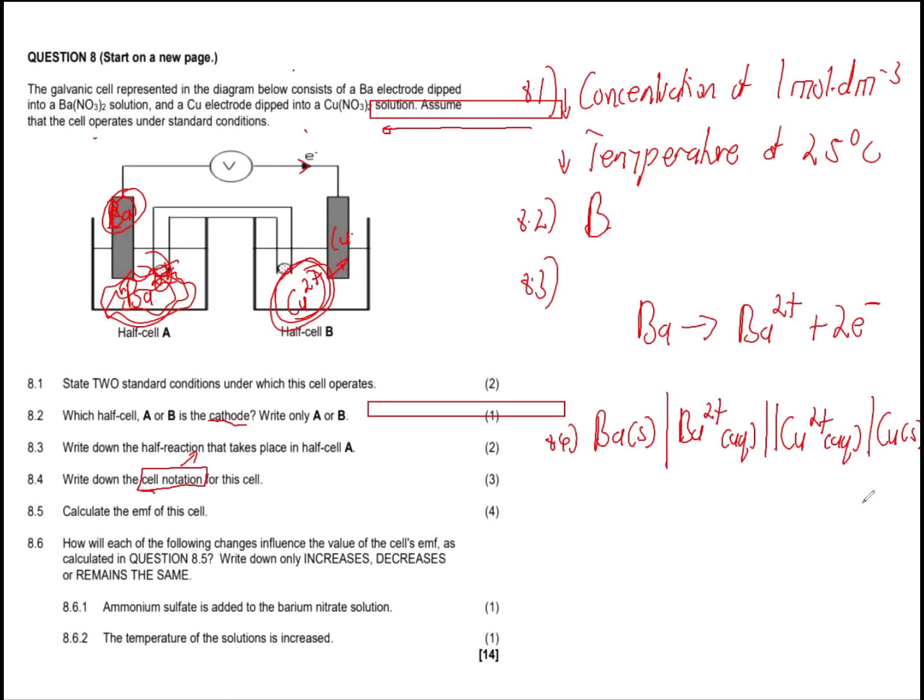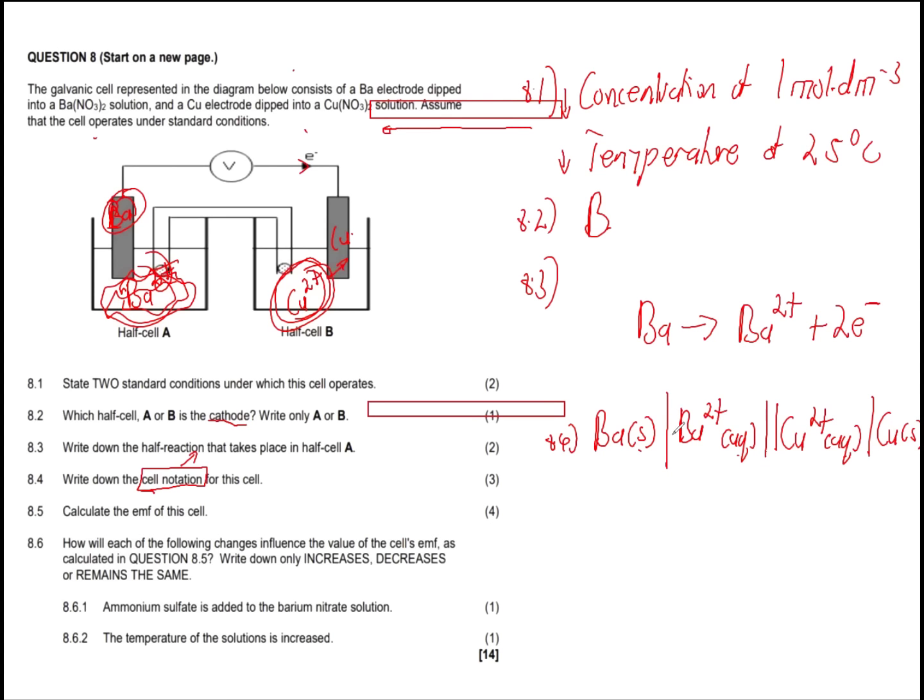So that's basically how you indicate it. That was your barium in solid form that oxidized to barium ions. Then we went through the salt bridge, and then in half cell B, we got the copper 2 plus ions, which reduced to copper. And that's basically your cell notation, 4 marks for that. So always make sure that you are indicating the phases as well, right?